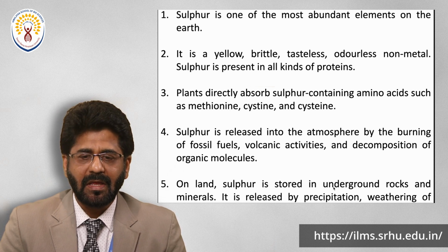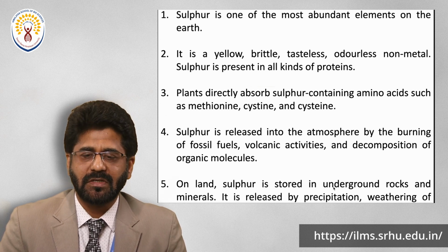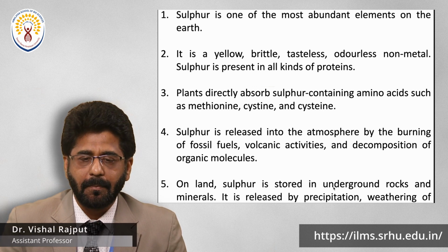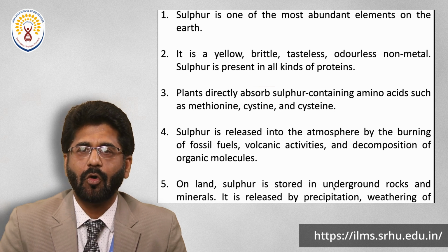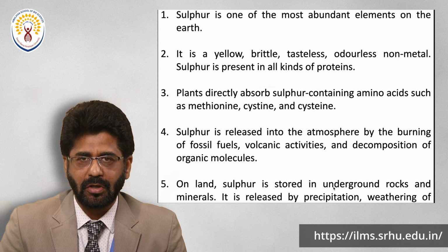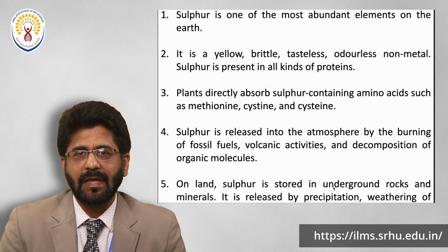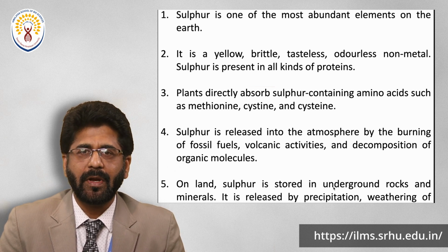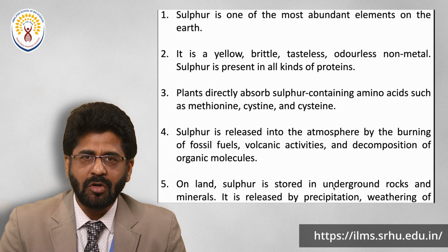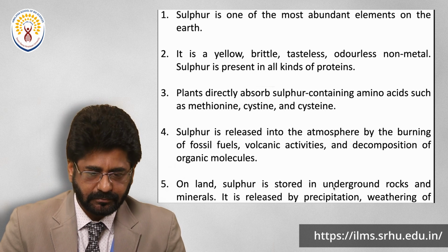Now, plants directly absorb sulfur-containing amino acids such as methionine, cysteine and cystine. Sulfur is released into the atmosphere by burning of fossil fuels, volcanic activities, as well as the decomposition of organic molecules. I have already mentioned in previous lectures that decomposition is very important for the cyclic movement of the elements, because decomposition releases or returns the element to the ecosystem.